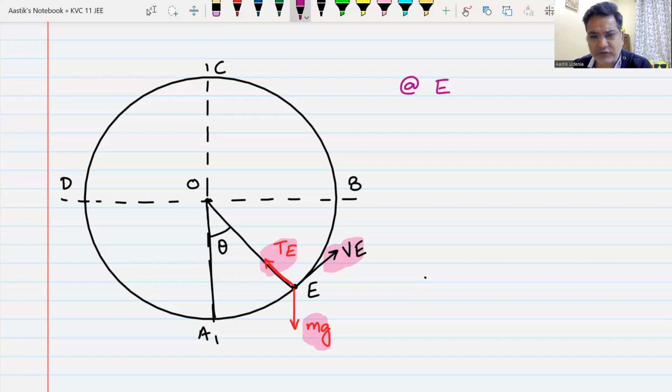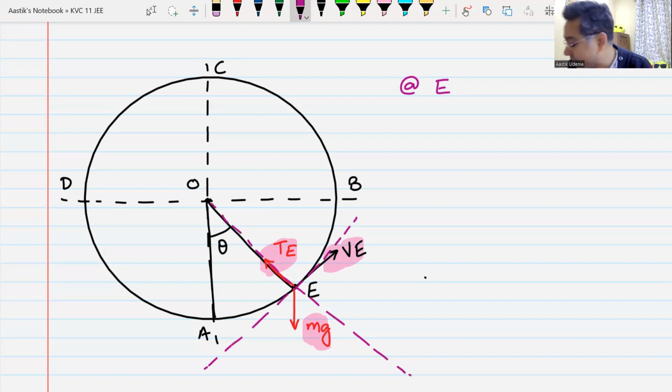Mg cos theta. How did mg cos theta come here? You can see the direction towards the center is one direction, and the other direction is along the tangent. These are the two directions.